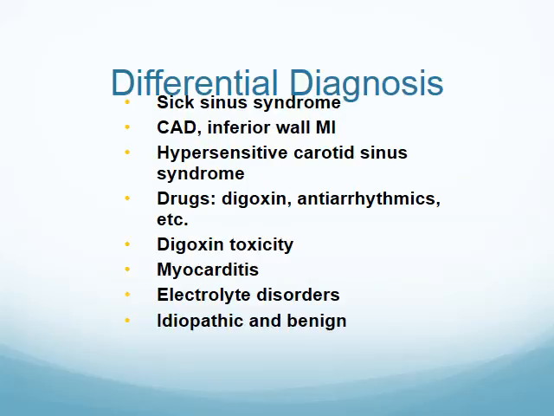Differential diagnosis here. Sick sinus syndrome is a diagnosis. It's actually its own dysrhythmia. Whenever you start seeing multiple sinus pauses, it's usually something to consider. The diagnosis of sick sinus syndrome, I believe there's a certain number of pauses that have to occur per minute for that to be diagnosed. Other causes include coronary artery disease, hypersensitivity to carotid sinus syndrome, digoxin, which is a common cause of it, electrolyte disorders, and it can be idiopathic as well.